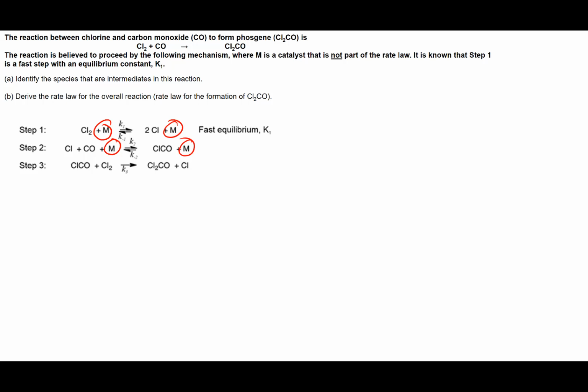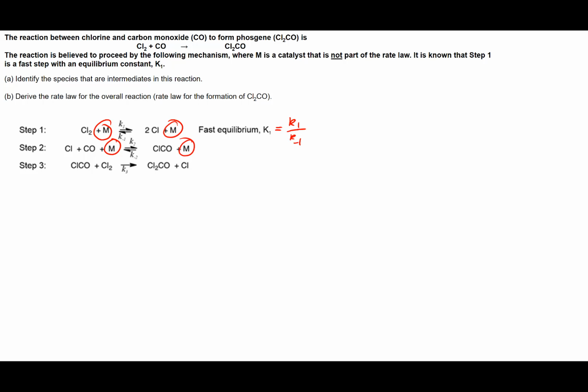The other part that it gives us within the problem is that step one is a fast step with an equilibrium constant of K1. And what we know is that K1 is the same as little k1, which is the rate constant for the forward reaction, over the rate constant of the reverse reaction, which is k minus 1 in this case. And so that gives you the equilibrium constant. So we have that information right there.